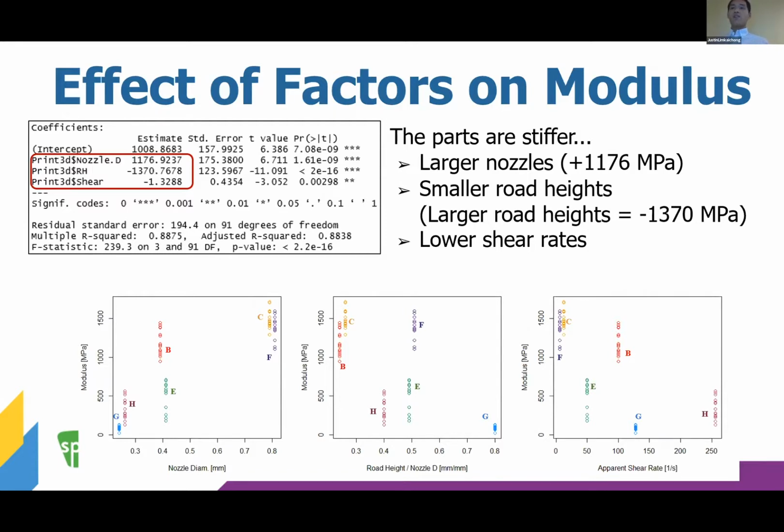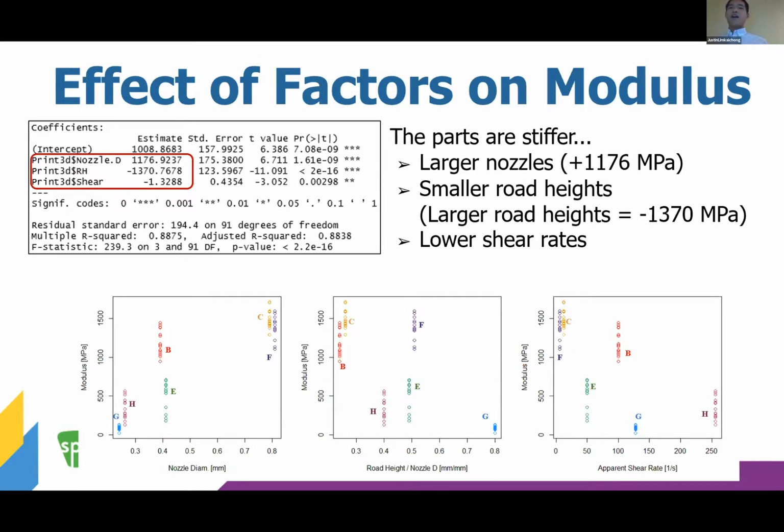Meanwhile, if you want it to be stiffer, you might want to again print it at a lower road height. However, there's this optimal range, and you can play around with it, but you also don't want to print at a very low road height because you might just be squishing that material, and it might just be compressing between the printer bed and your nozzle.